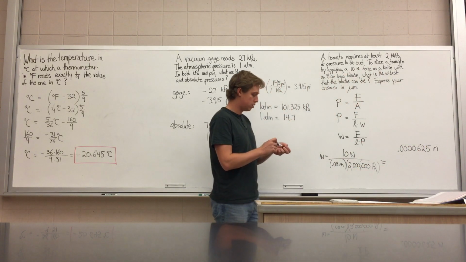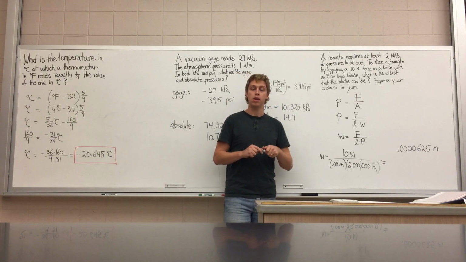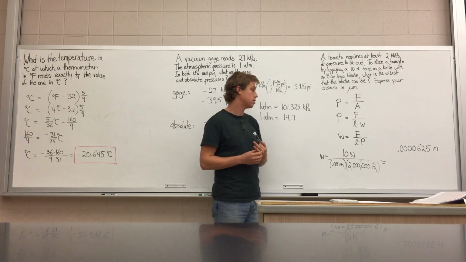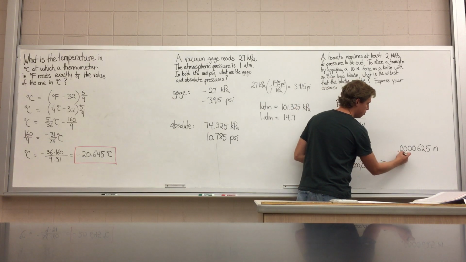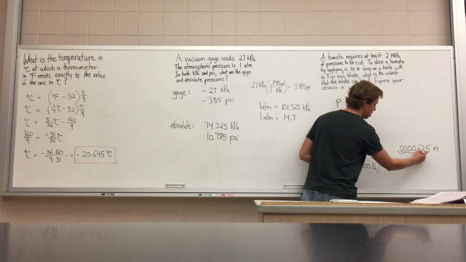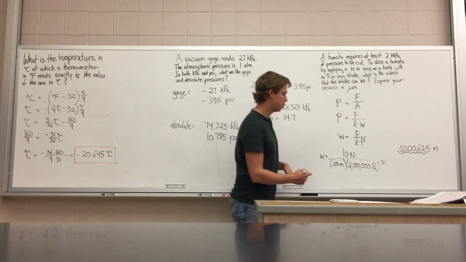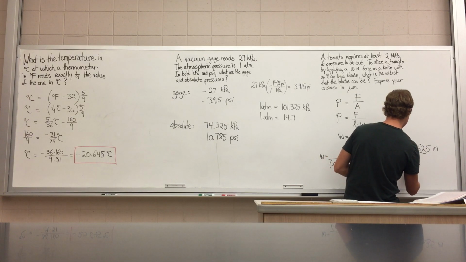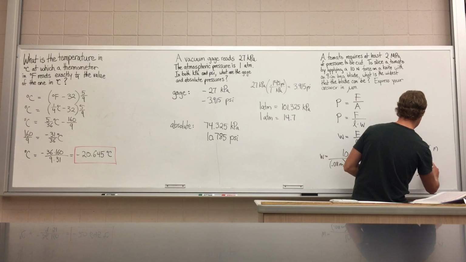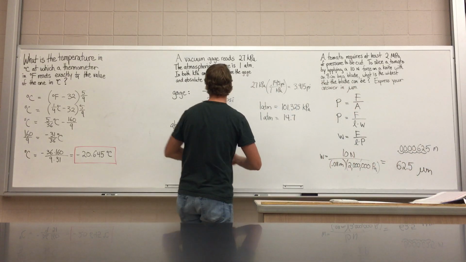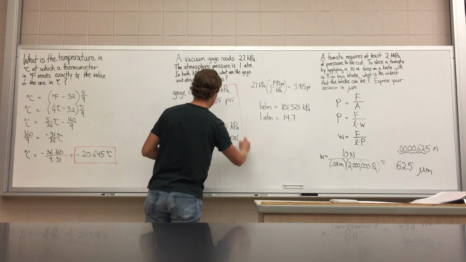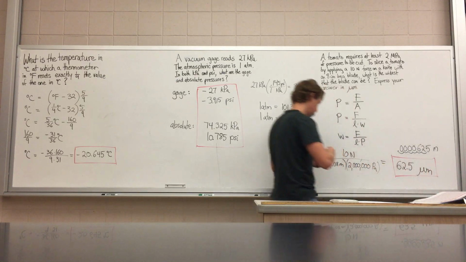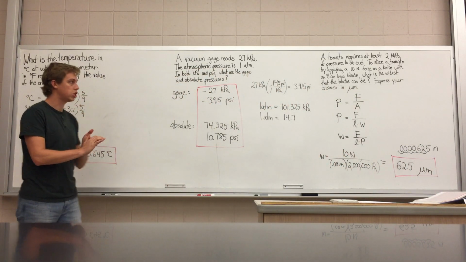But we would like to express our answer in micrometers. Micro, from your chart that you have access to, means 10 to the minus 6 meters. So I'm going to bump this over 6 places. Moving it over 6 places, I get this is equal to 62.5 micrometers. Pause now to check anything on this board.